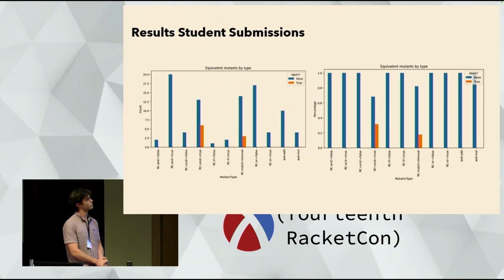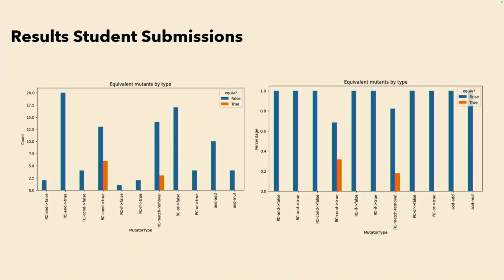And then I also went through the student submissions. I grabbed a subset of 100 of them, and I looked at what equivalent mutants I could find. I ended up finding around 9 of them, mostly in the conditionals to true and the match removal statements. And just because I didn't find more of them in the other ones doesn't mean they don't exist. It's just they're less likely, and I needed a larger sample size than 100.